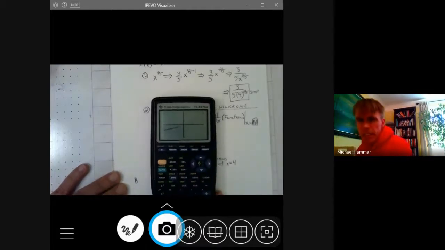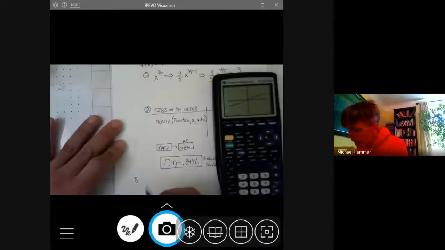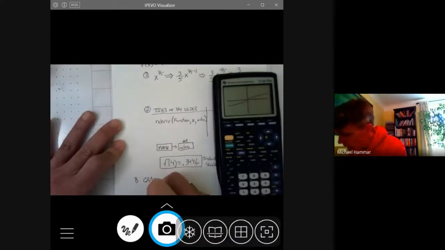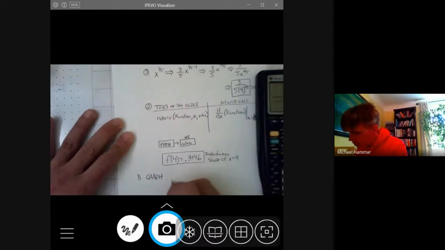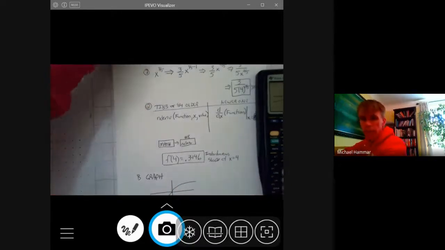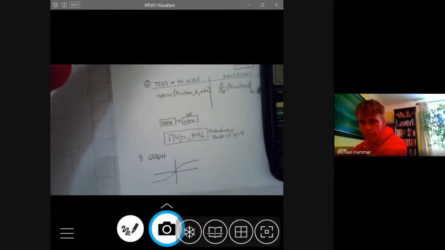Sometimes it's nice to actually see the graph of the function. Once you have the graph, let's say I give you the graph. Let's sketch the graph in our notes just quickly. If we have our graph, it just kind of goes up like this, goes up like this, and this is the graph of x to the 3/5.